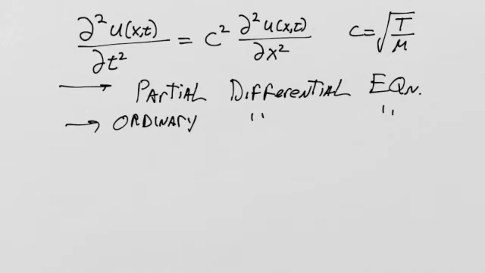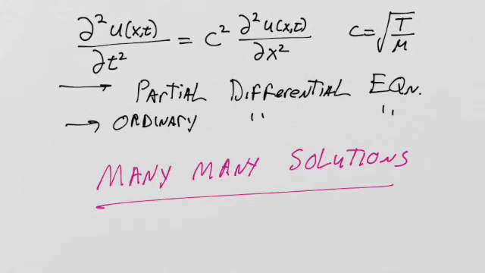So to solve this partial differential equation, we need to find every possible function u, such that when I take its second derivative with respect to space and multiply it by c squared, I get the second derivative with respect to time. I need to know all the functions in the world that do that. And the problem is there are many. There are many, many solutions.